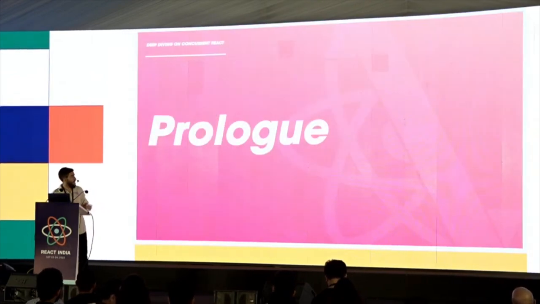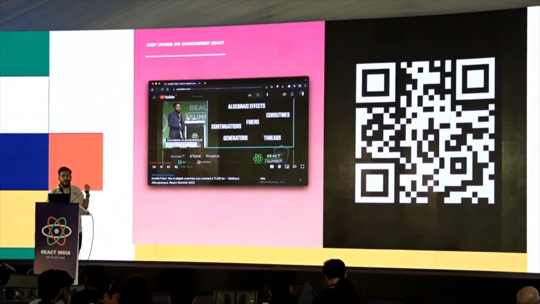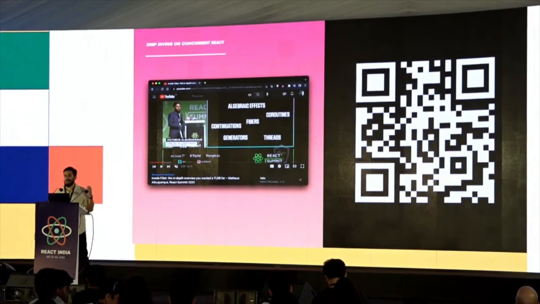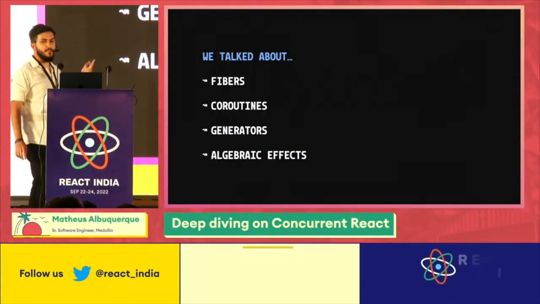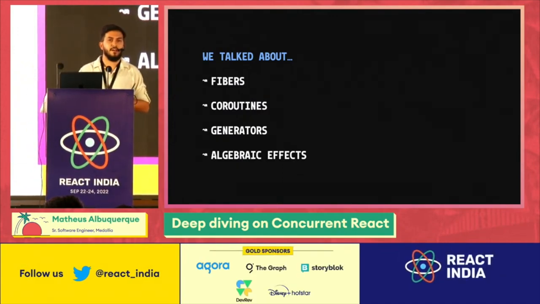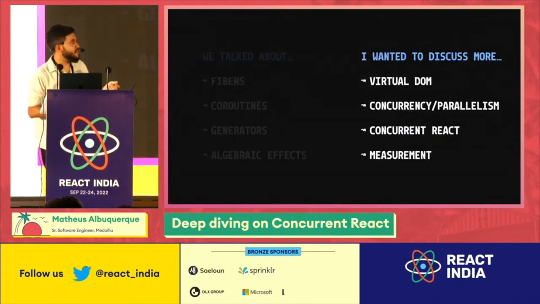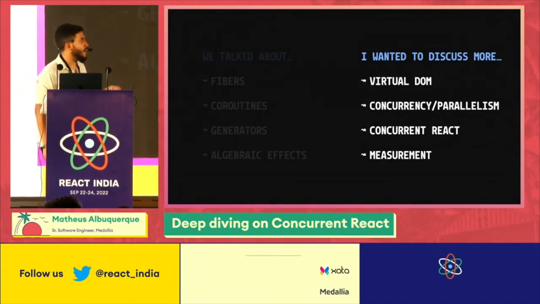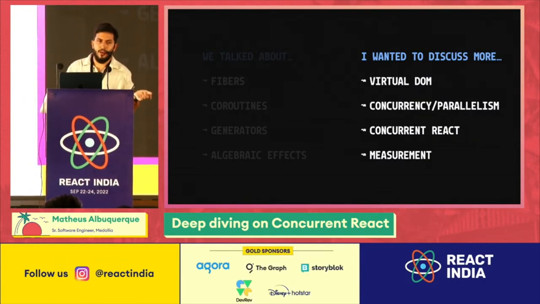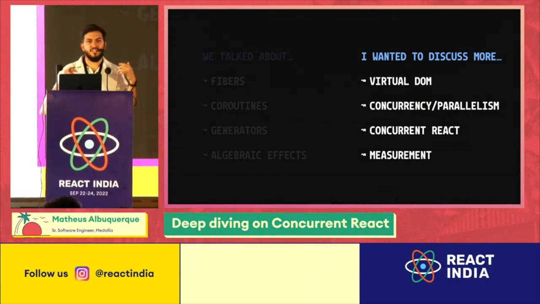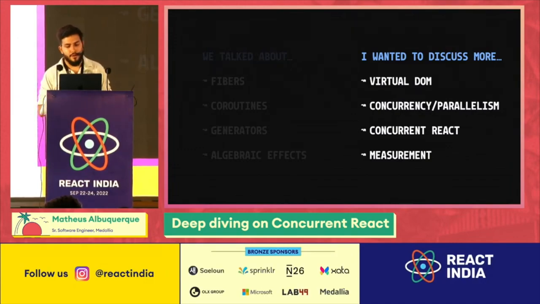So a little bit of why we're here and the whys behind the session. A couple months ago, I had my last session about React, and it was called Inside Fibers. And we got to talk a lot of interesting stuff that I love, like fibers, coroutines, generators in JavaScript, and algebraic effects. But at the same time, I felt like I needed to talk about other stuff. I wanted to talk more about Virtual DOM, which is one of the key things behind React. I also wanted to talk more about concurrency and parallelism, and we always should talk about Concurrent React, right? And last but not least, measurement. We always hear a lot about Concurrent React, but we don't talk a lot about how to measure that or when it's actually necessary or not.